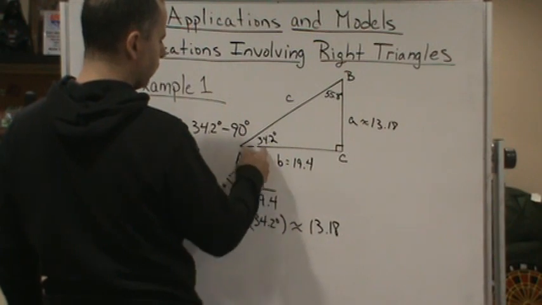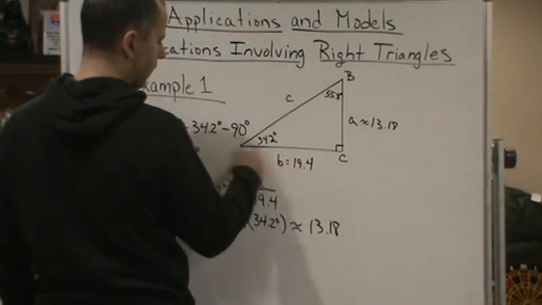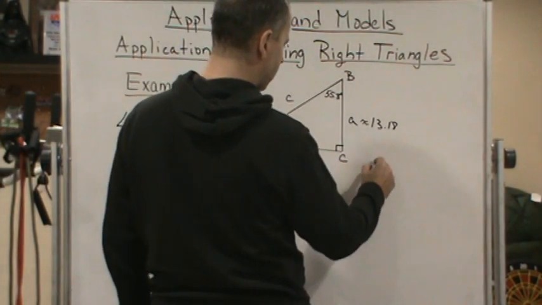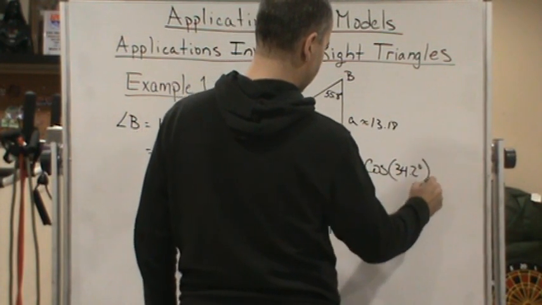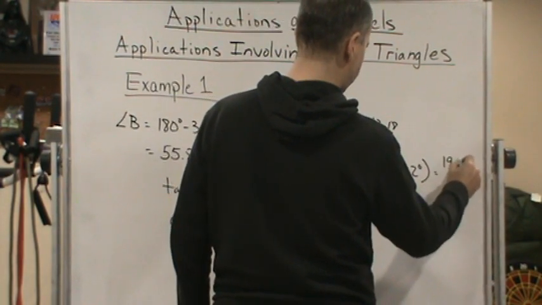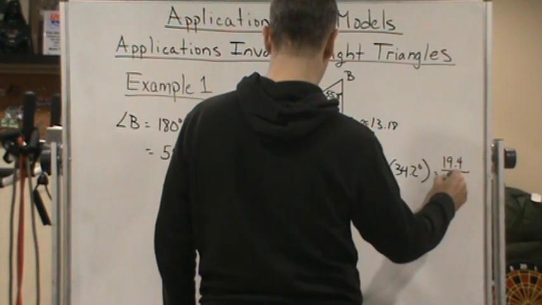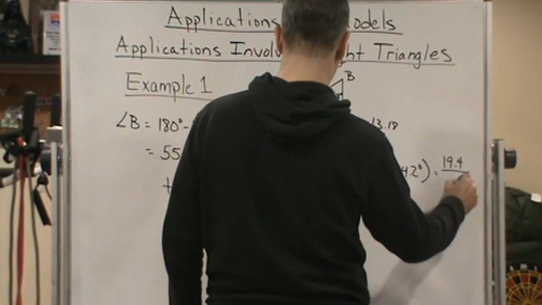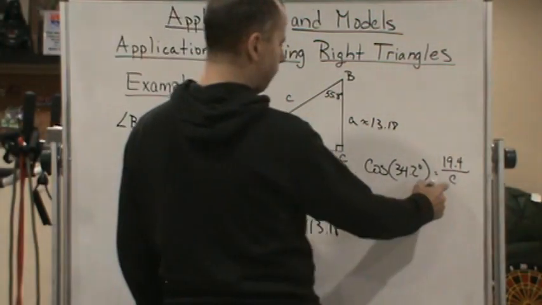Now we're going to use the same angle, but this time we're going to use cosine, right? Because then we know these two and we can solve for C. So we know that cosine of 34.2 degrees is equal to adjacent over hypotenuse, which is 19.4 over C. Now we're going to solve for C.